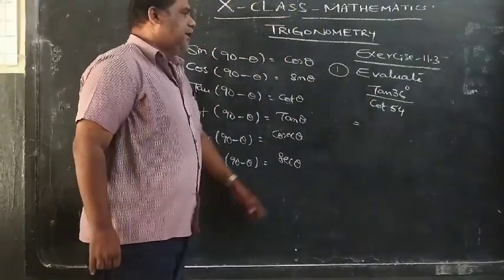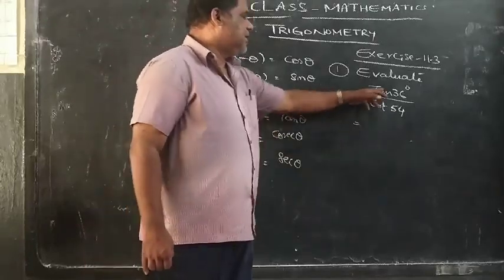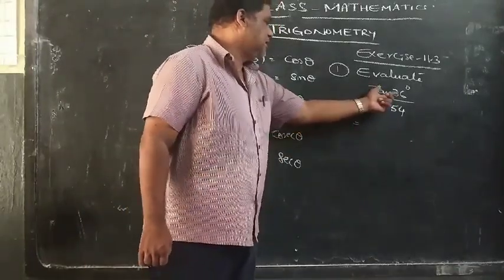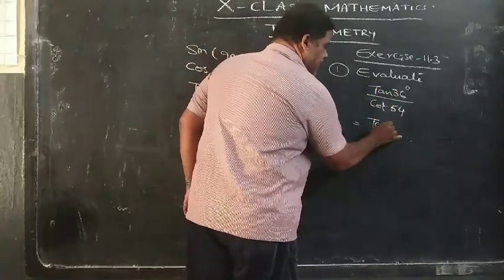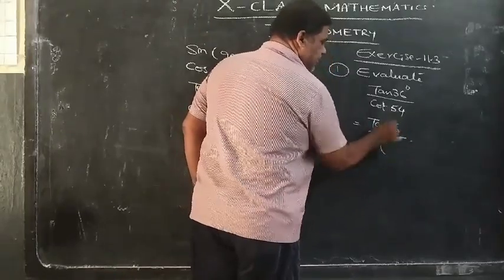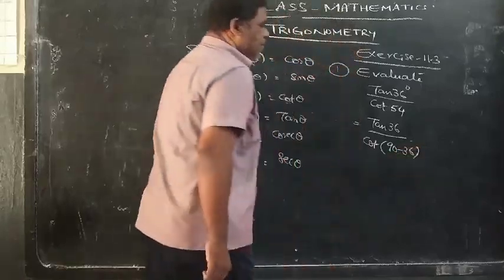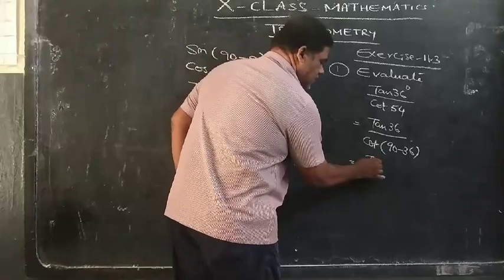Now here, two ratios are given. To simplify this, what we have to do is, you keep one ratio as it is, don't change it. The other ratio you have to change. For example, tan 36 degrees by cot, this 54 degrees you write as 90 minus 36. 54 can be written as 90 minus 36.